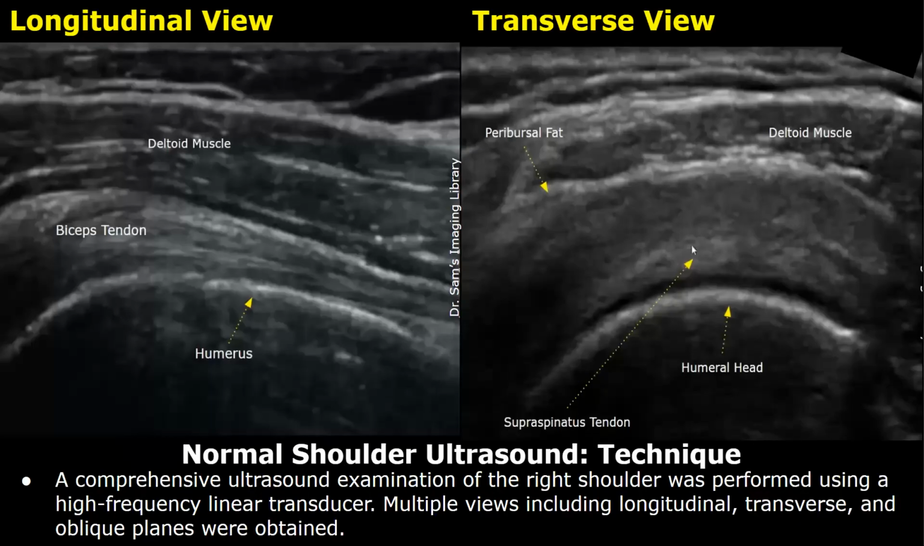After the clinical indication, technique is written. A comprehensive ultrasound examination of the right shoulder was performed using a high-frequency linear transducer. Multiple views including longitudinal, transverse, and oblique planes were obtained.